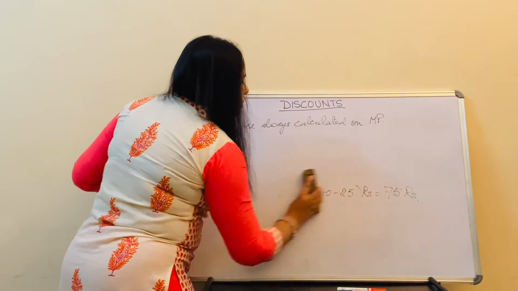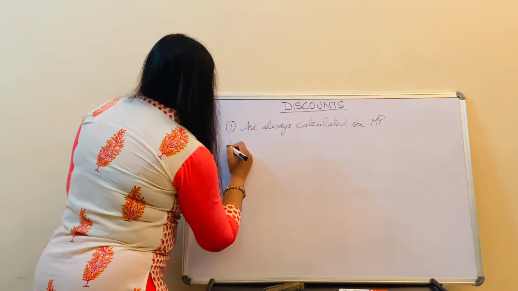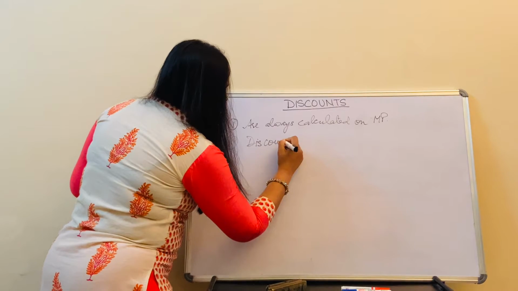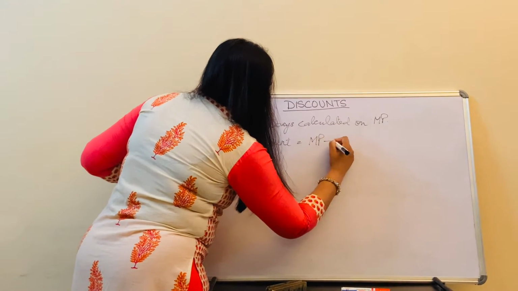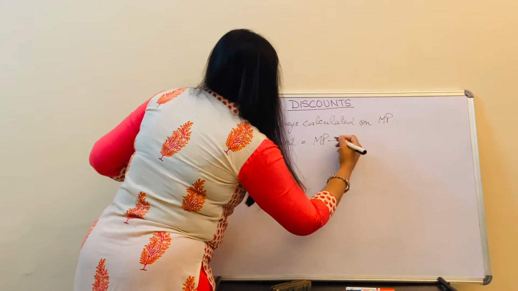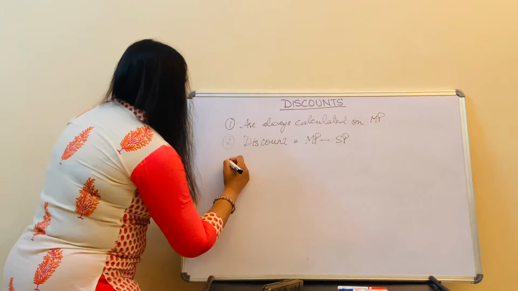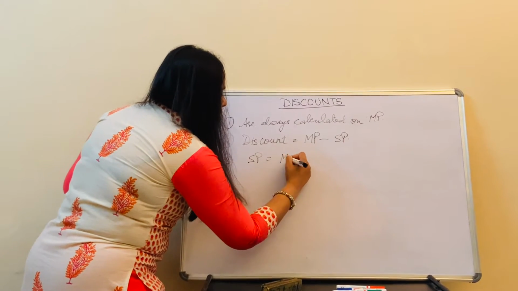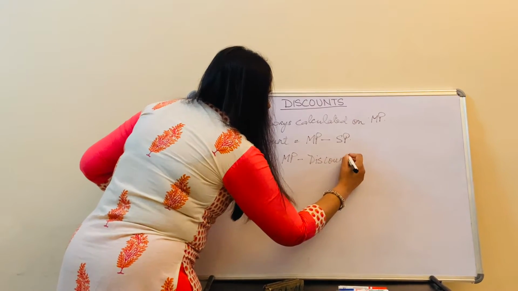Now the second point to be remembered is that discount is equal to the marked price minus the selling price. This gives us the discount. Third, the selling price of that article can be calculated as marked price minus discount.